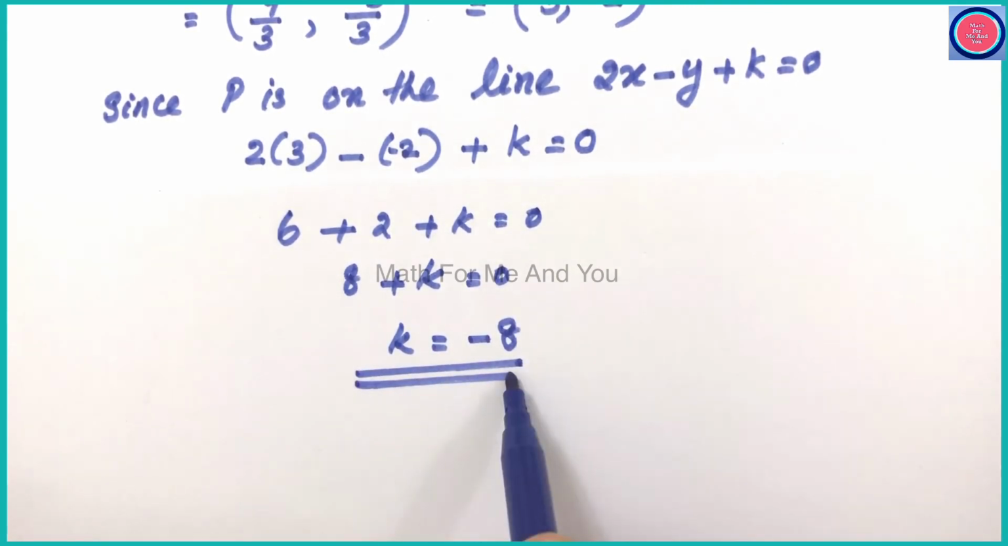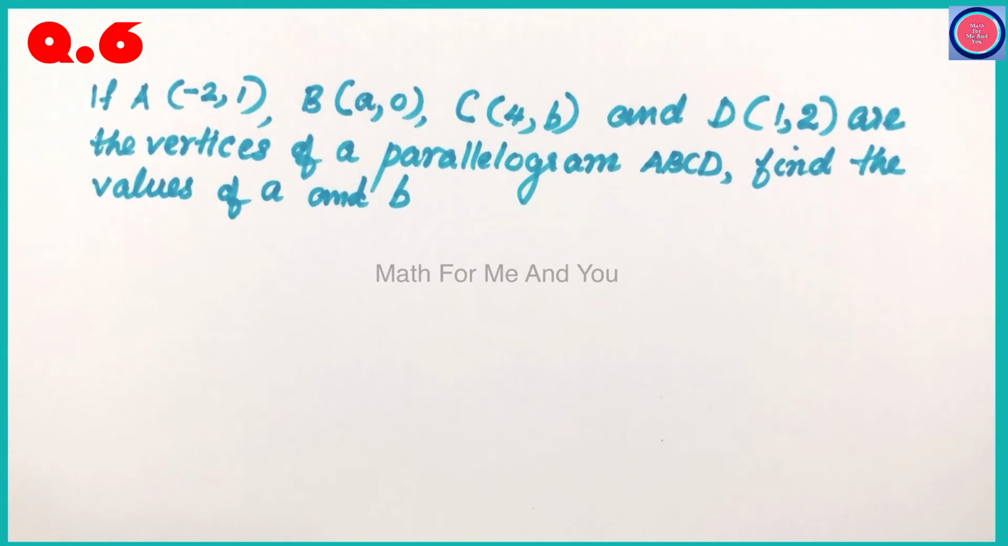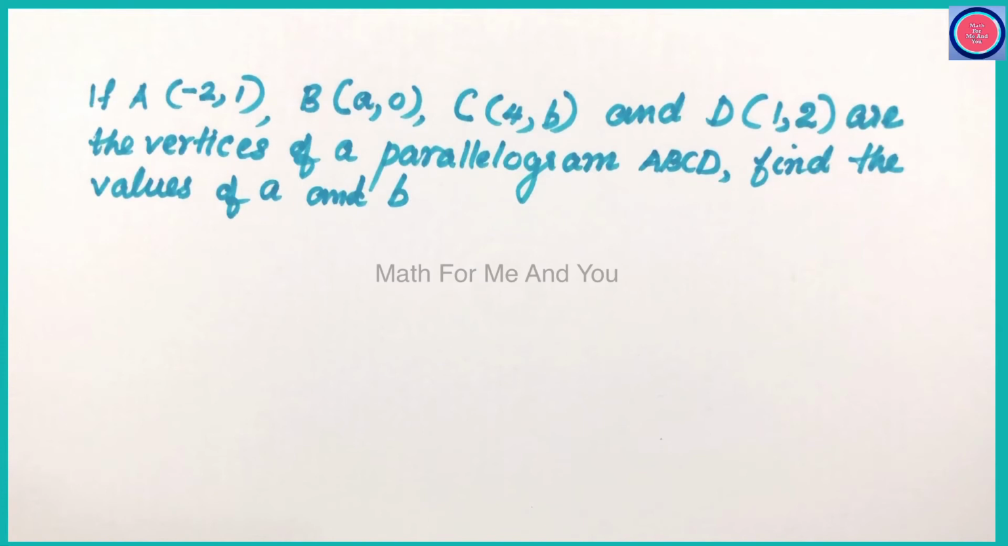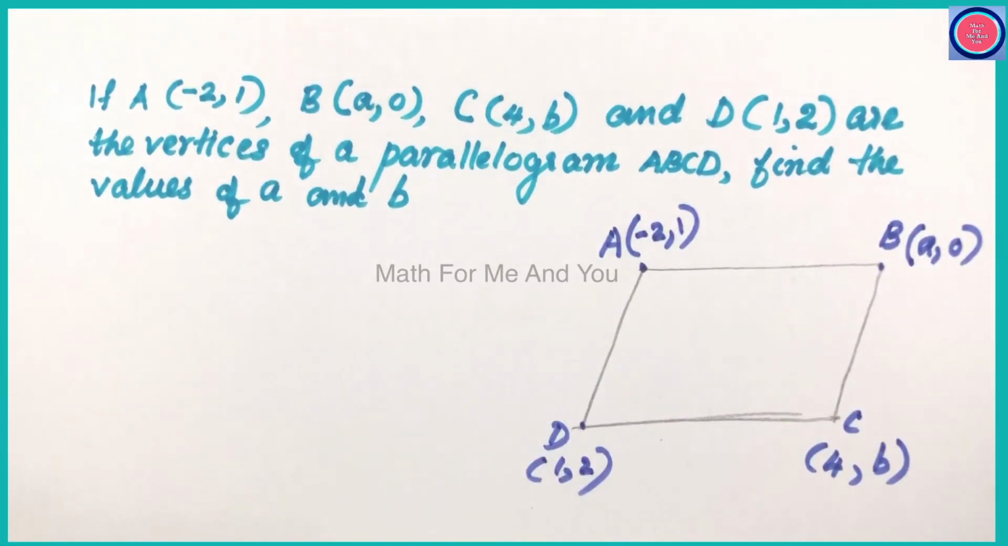Now 6th question. If A(minus 2, 1), B(a, 0), C(4, b) and D(1, 2) are the vertices of a parallelogram ABCD, find the values of a and b. We can draw a parallelogram with the vertices A, B, C and D. See the parallelogram, and I have marked the vertices.